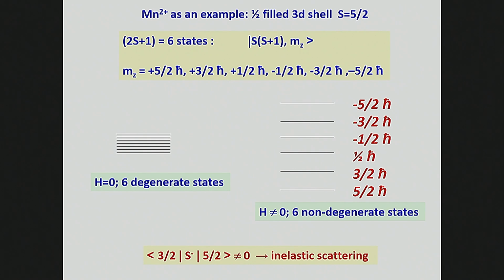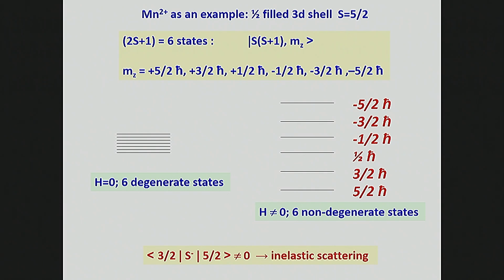So you've got these 6 states, and they're all degenerate if there's no magnetic field. But if you apply a magnetic field, they'll split up equally into these 6 non-degenerate states, and the ground state would be this one that's, if you like, fully polarized. And we know that in an inelastic neutron scattering experiment, we can have the neutron come in, interact with this system in its ground state, and cause a transition from its ground state to this first excited state at 3/2. We can do that because there's a dipole-allowed matrix element that will do that. So if we have an S minus operator, it will lower the Z component of spin eigenvalue from 5/2 to 3/2. It'll make this transition, and that'll give you a non-zero value for this matrix element. So this will give you inelastic scattering.